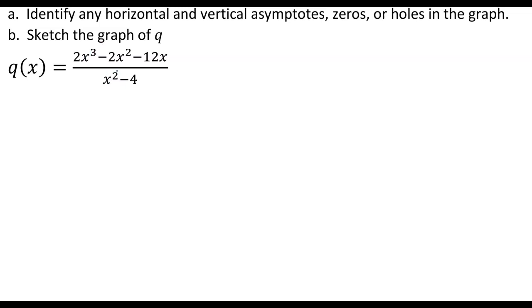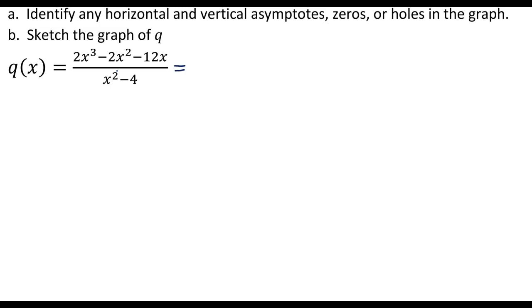So when we have this going on, we're going to need to do a couple of things. We still need to try and factor. That's what gives us our local behavior, our holes, our x-intercepts, our vertical asymptotes. But we'll also need some long division to help us figure out our global behavior.